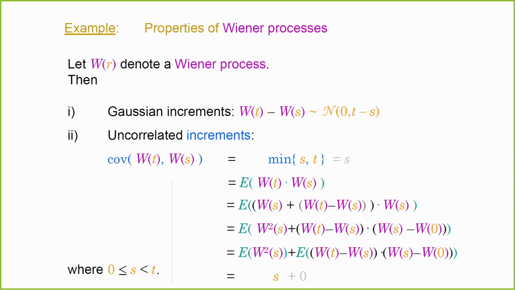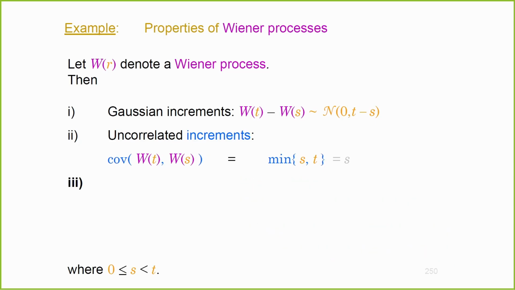Now, what has that to do with the uncorrelatedness of the increments? This is referring to the uncorrelatedness of the increments, because the increments between time point s and time point t do not overlap with the increments from time point s to time point 0.